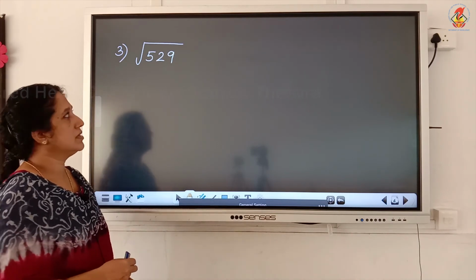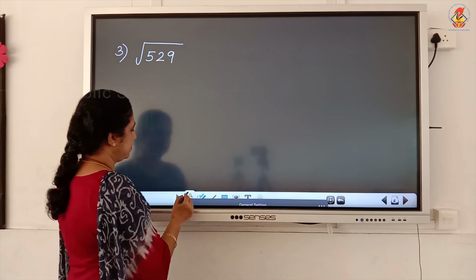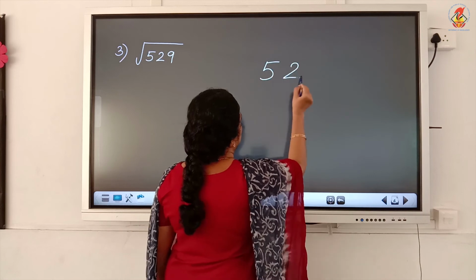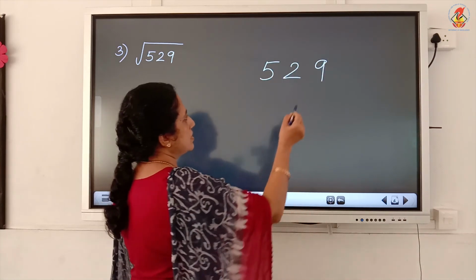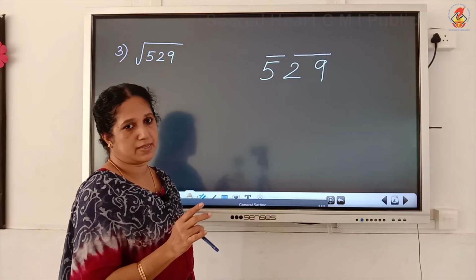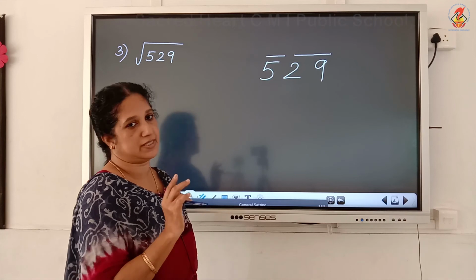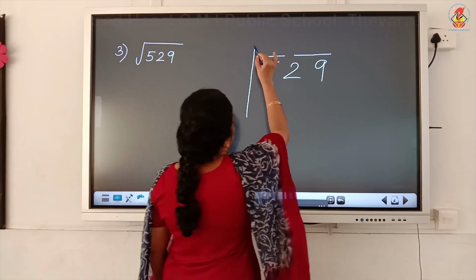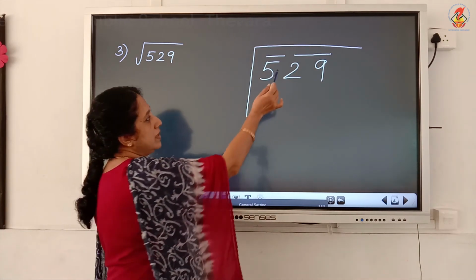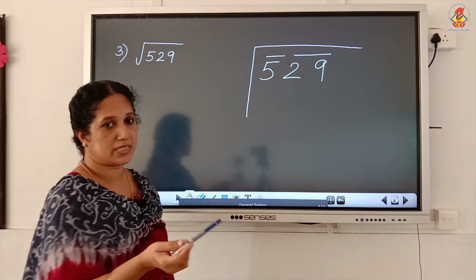Now next example, square root of 529. Starting from the right side, you have to pair it. 9 and 2 will go in one pair, and the leftmost single digit, that also you have to put a bar. Then how many bars are here? We have 2 bars. Therefore the square root will consist of 2 digits. Now what is the first step? Place a bar over every pair of digits starting from the digit at 1's place.